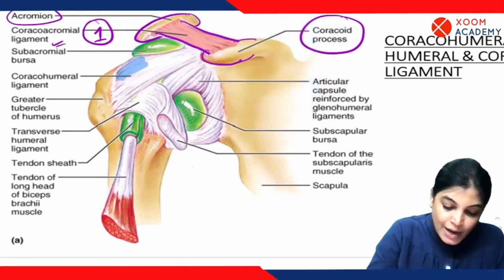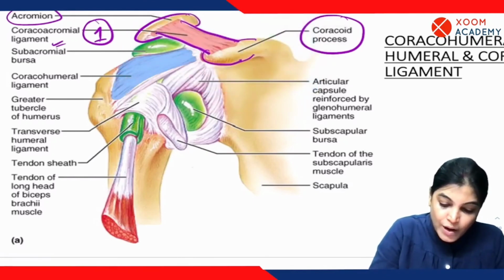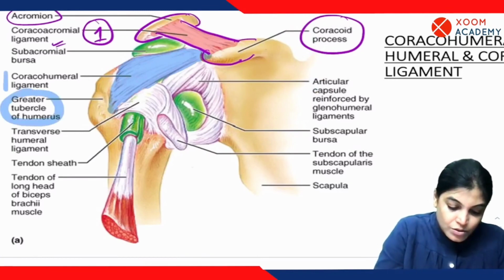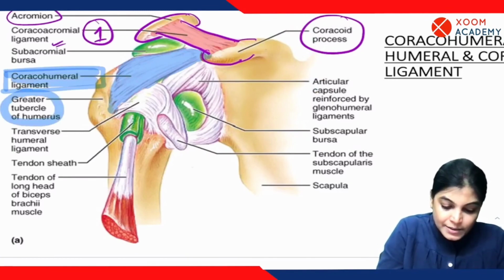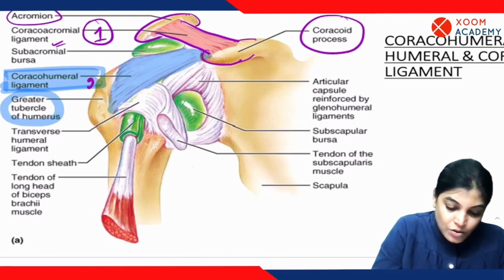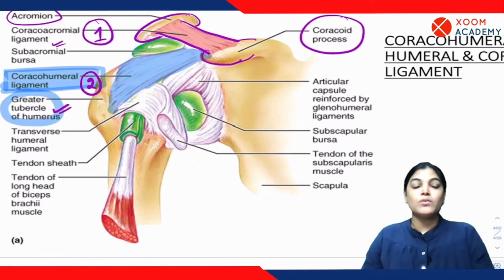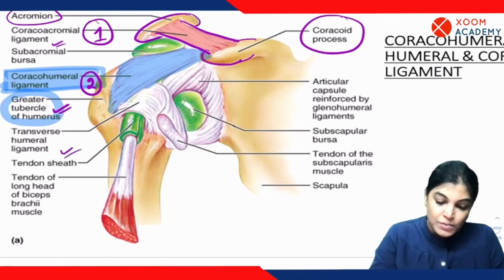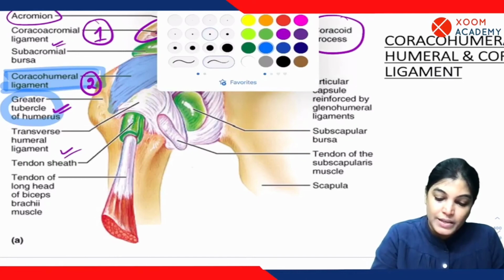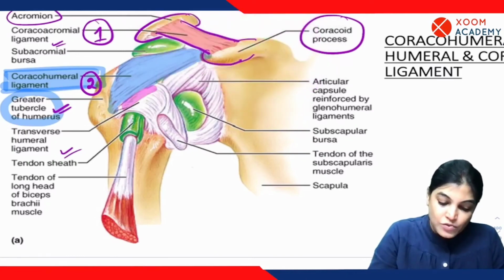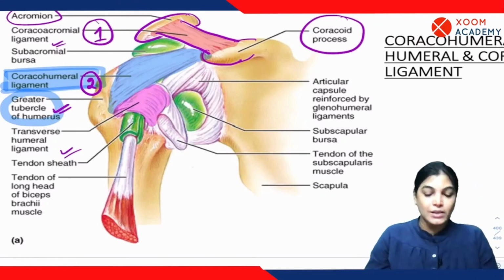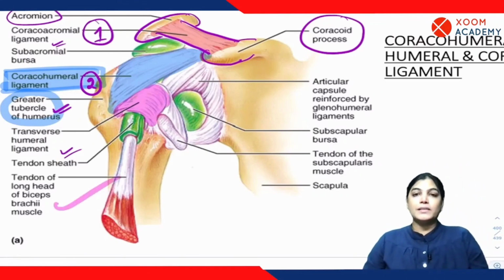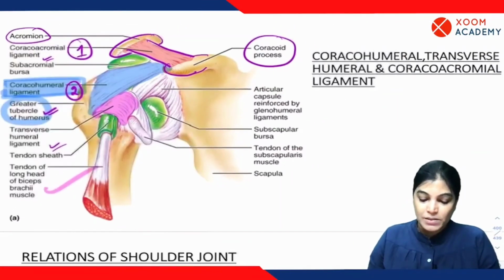See here, this is the coracohumeral ligament. It is attached from the coracoid process to the greater tubercle of the humerus. So this second ligament which I am highlighting is the coracohumeral ligament connecting the greater tubercle of the humerus and the coracoid process. Also we can see the transverse humeral ligament, which is bridging the bicipital groove, and below it the tendon of the biceps brachii muscle is passing. So these are accessory ligaments of the shoulder joint.